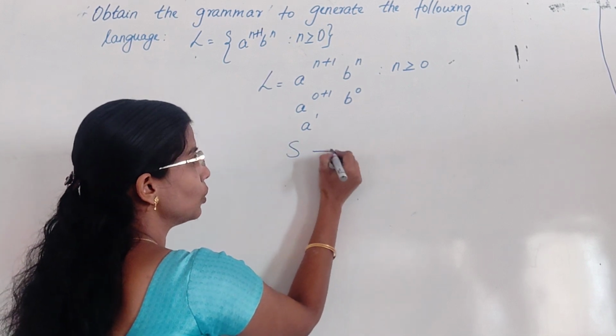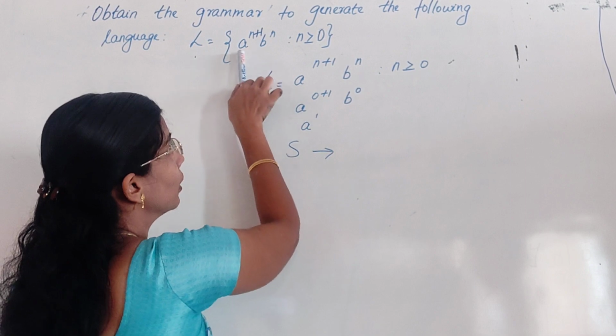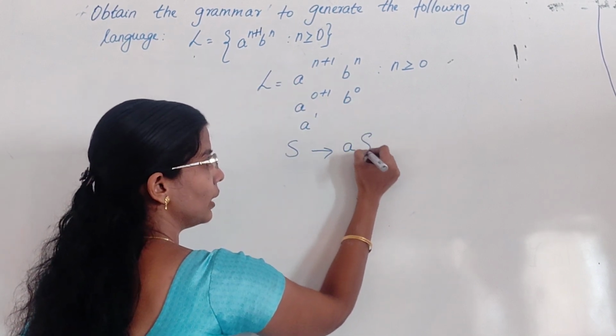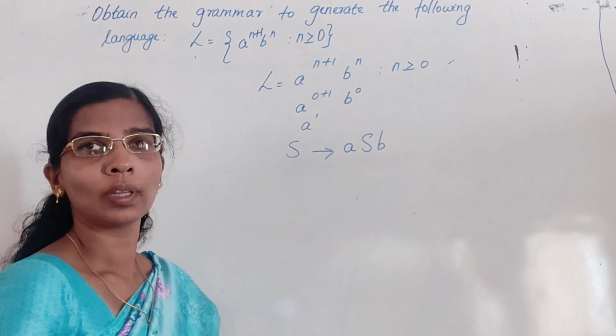Now how will I write my grammar? S tends to, again, I need both a and b, so what I will do is a S b.